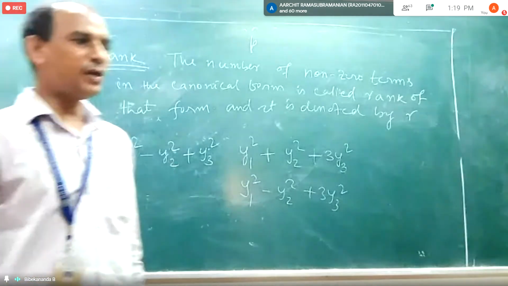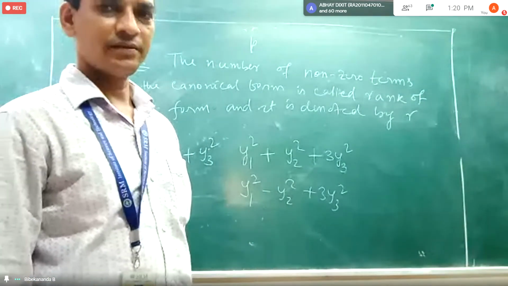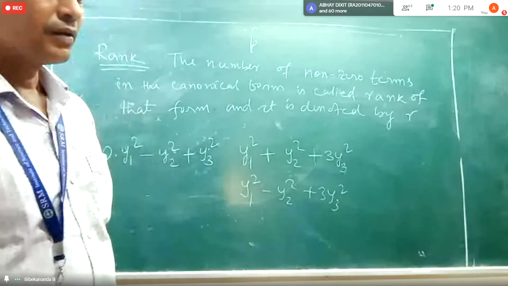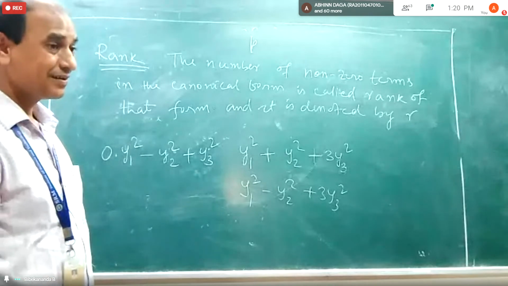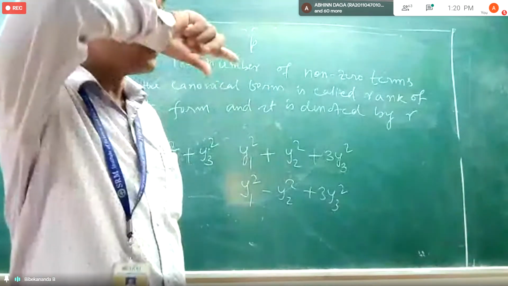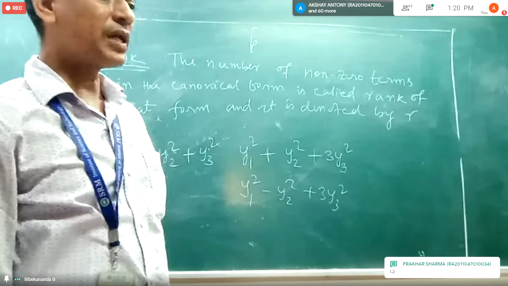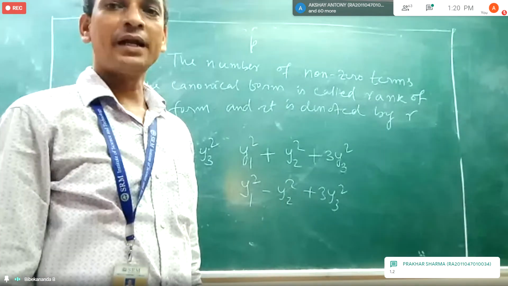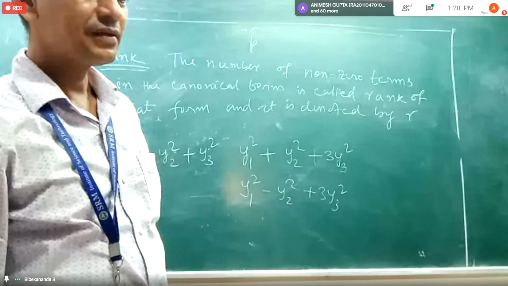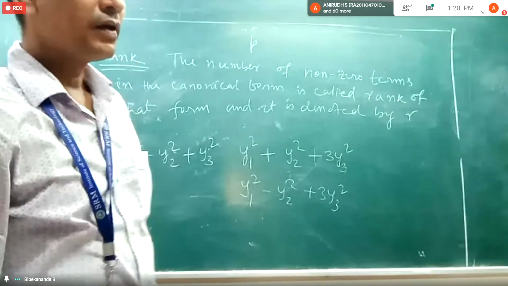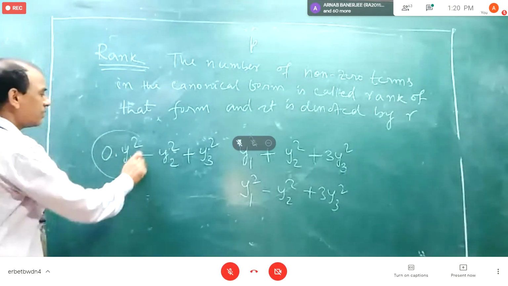Then suppose I write 0 into y1 square minus y2 square plus y3 square. Now tell me what is the index and what is the rank? Index is 2? No, you think properly. Index is 1 and the rank is 2.